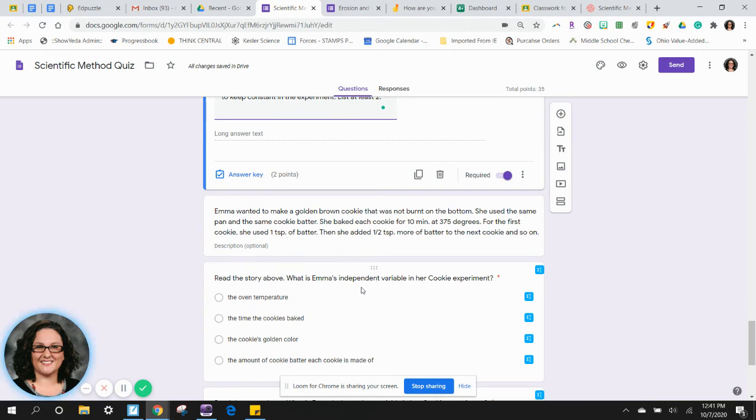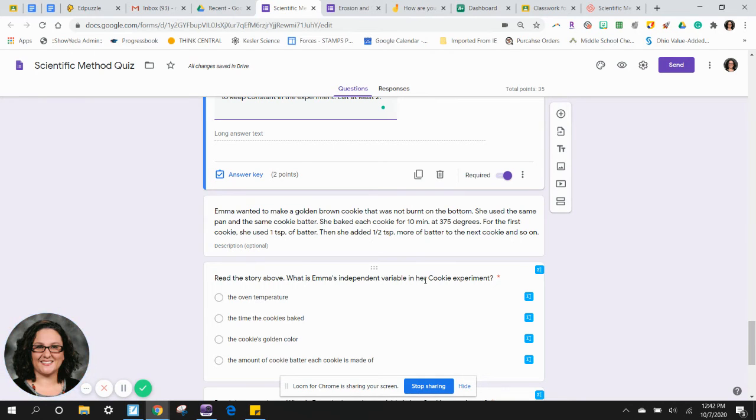Next story. Emma wanted to make a golden brown cookie that was not burnt on the bottom. She used the same pan and the same cookie batter. She baked each cookie for 10 minutes at 375 degrees. For the first cookie, she used 1 teaspoon of batter. Then for the second cookie, she added a half a teaspoon more of batter to the next cookie, and so on, making each cookie a little bit bigger.